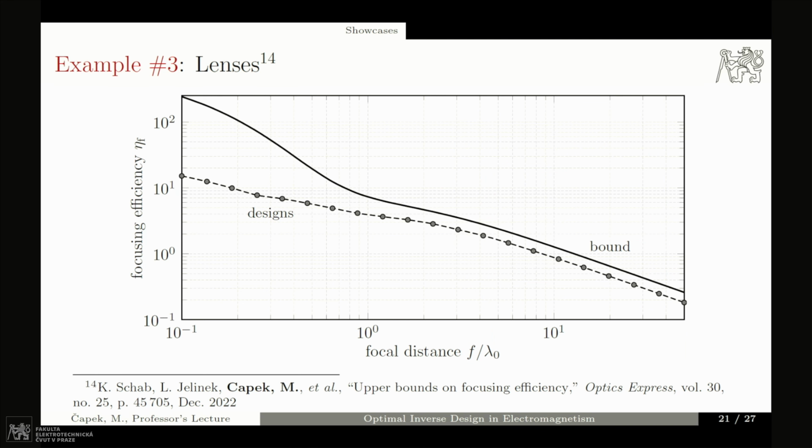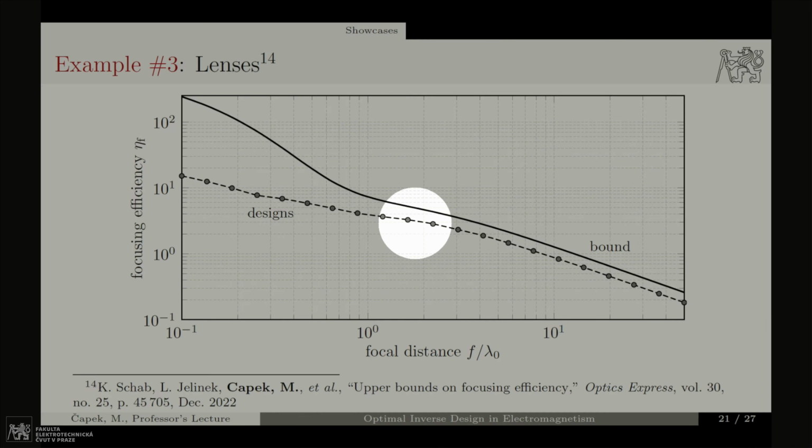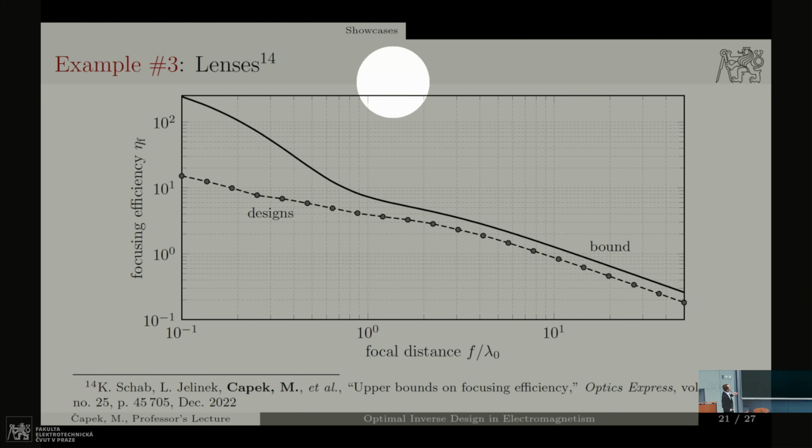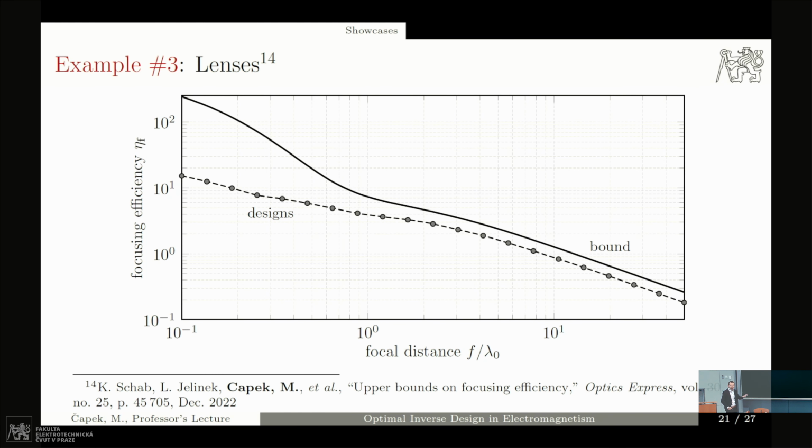Last example here, lenses, classical problem. To construct lens which has the highest possible focusing efficiency depending on the focal length. And again, the solid line is a bound that's dictated by the physics. Any hypothetical device cannot be better.